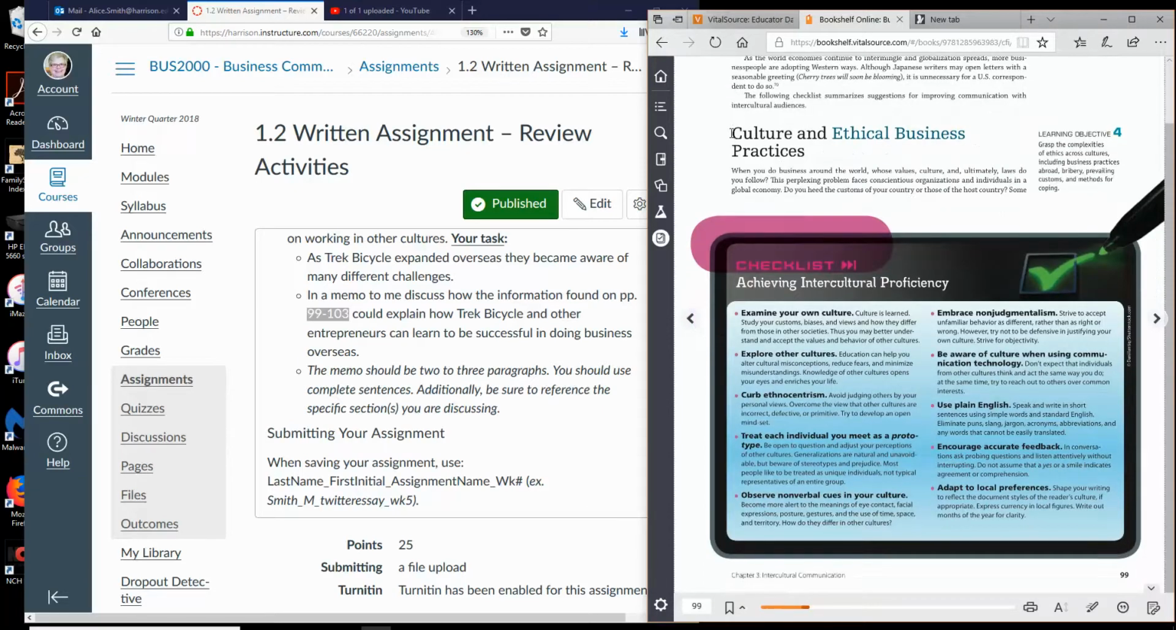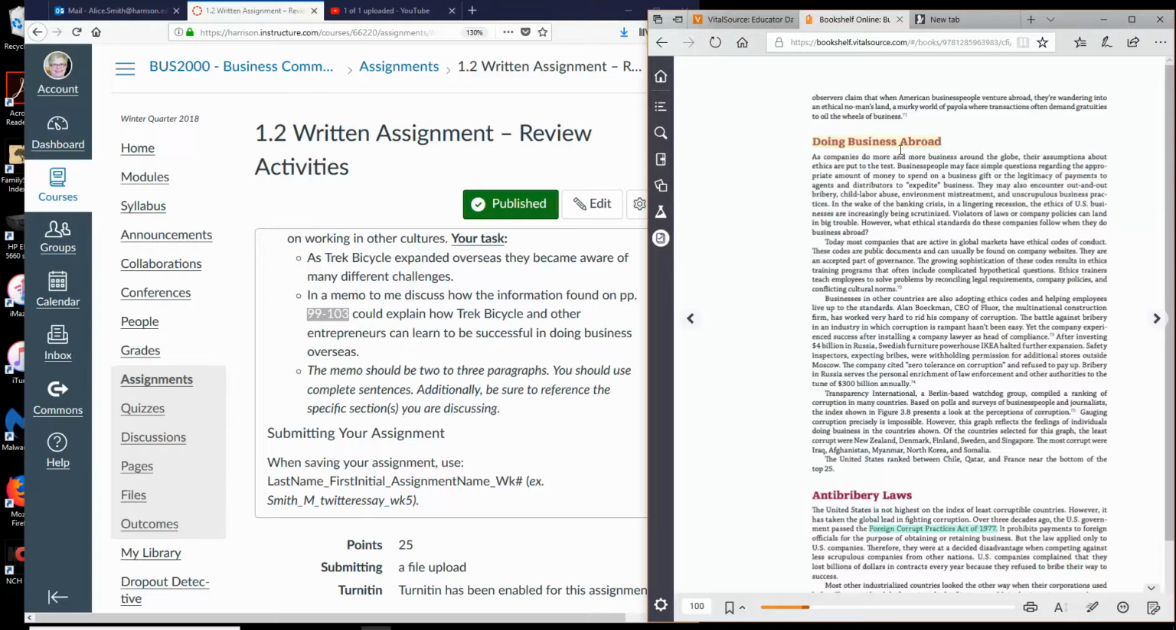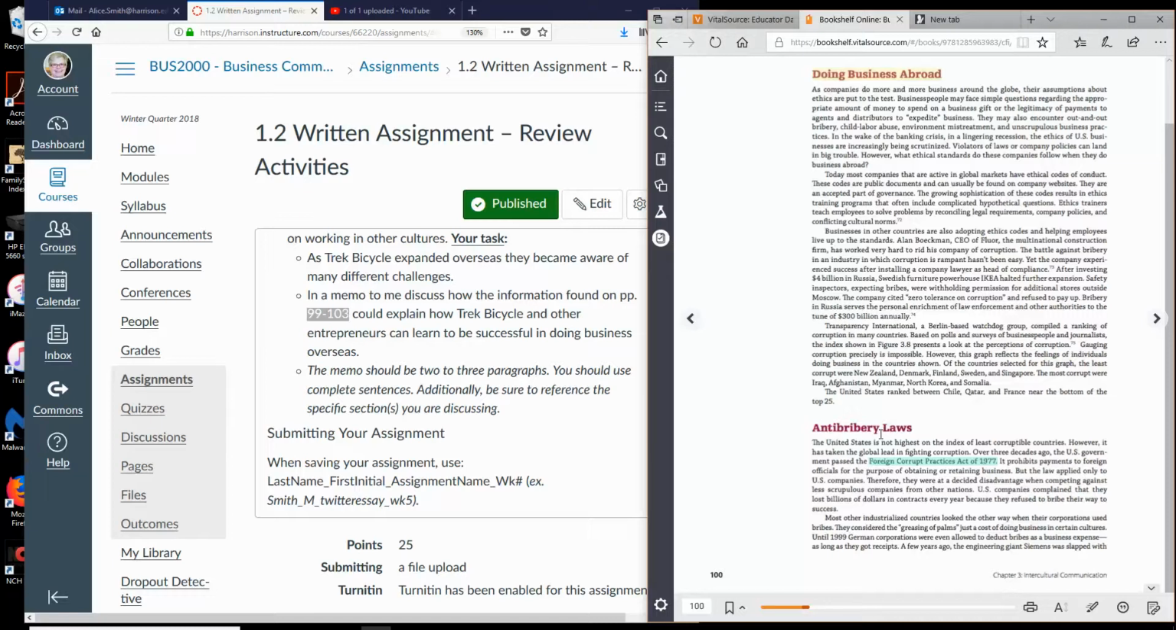So this is the section that says culture and ethical business practices. Here's a checklist. You can pull information off of here. Doing business abroad, that might be a good thing to read. Just some information. There's anti-bribery laws. If you think that something you would do is bribe somebody to help them be more successful, that is a federal offense with fines and prison time.